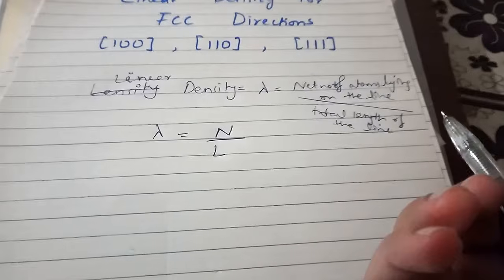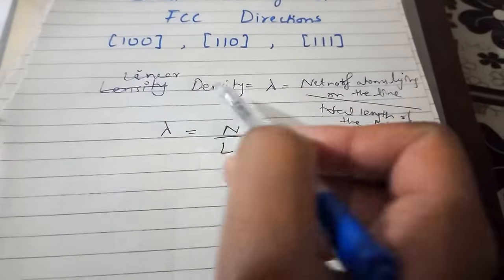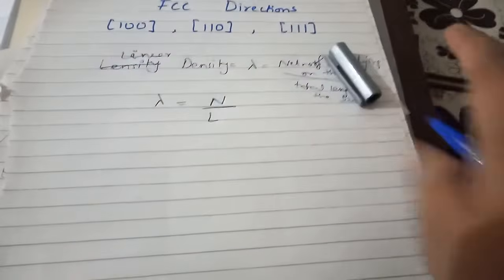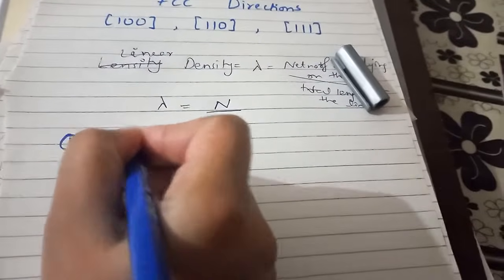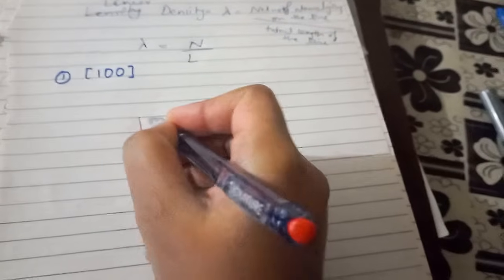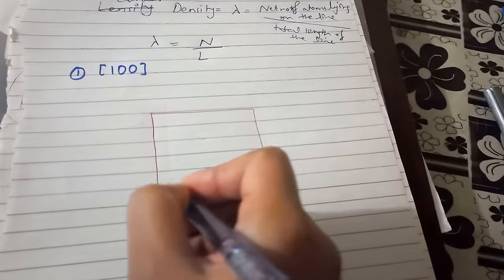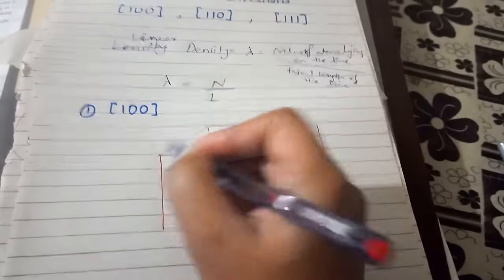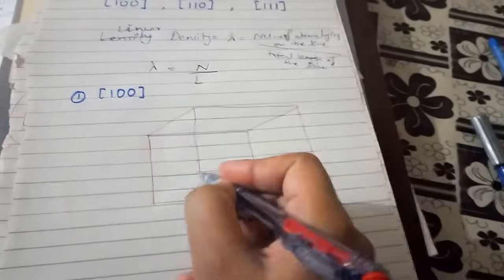This is the formula that we'll be following in order to find out the linear density for FCC or any other crystal system. Now, the first direction in question is the 100 direction. This is the simplest one, and the first step is to draw the unit cell. Then we'll draw the direction, see what capital N is for this direction, and then find the value of capital L.